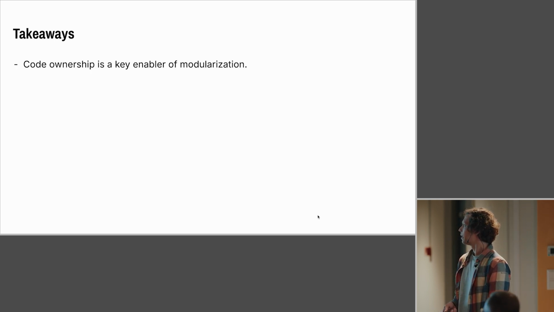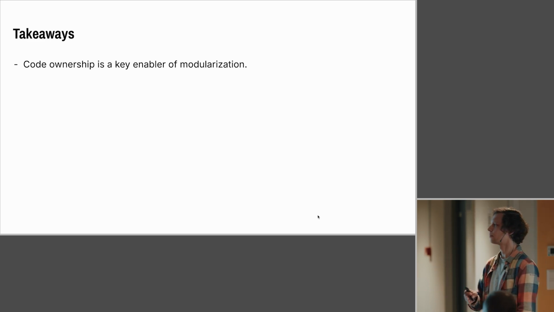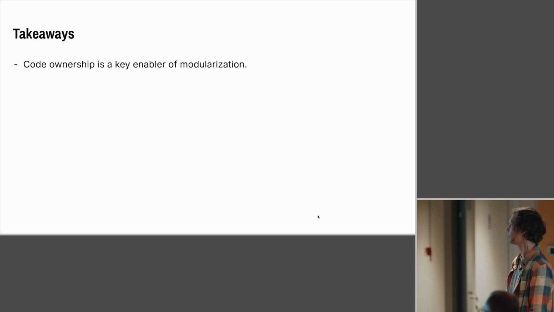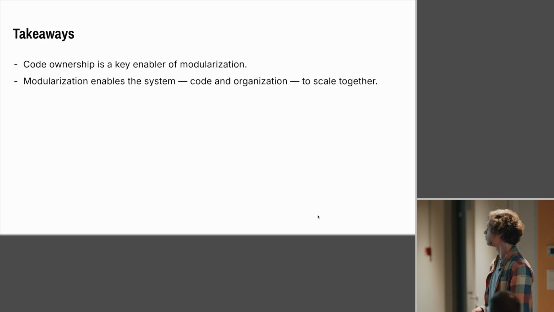Finally, takeaways. Code ownership is an enabler for modularization. It's not the only possible way, but it's a good one if you want to start this. It enables the system, again, the code and the organization, to scale together.